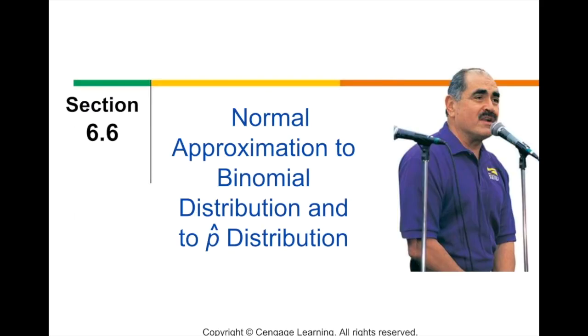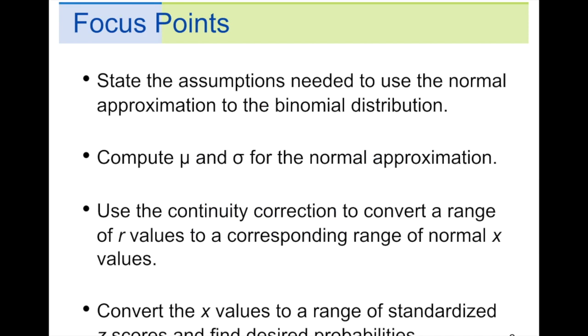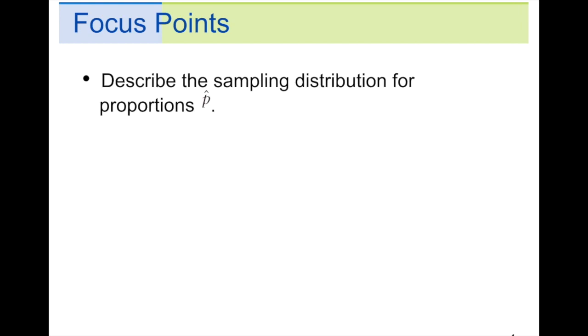Section 6.6. Normal approximation to the binomial distribution and to the p-hat distribution. Focus points. State the assumptions needed to use the normal approximation to the binomial distribution. Compute mu and sigma for the normal approximation. Use the continuity correction to convert a range of r values to a corresponding range of normal x values. Convert the x values to a range of standardized z-scores and find the desired probabilities. And describe the sampling distribution for proportions p-hat.